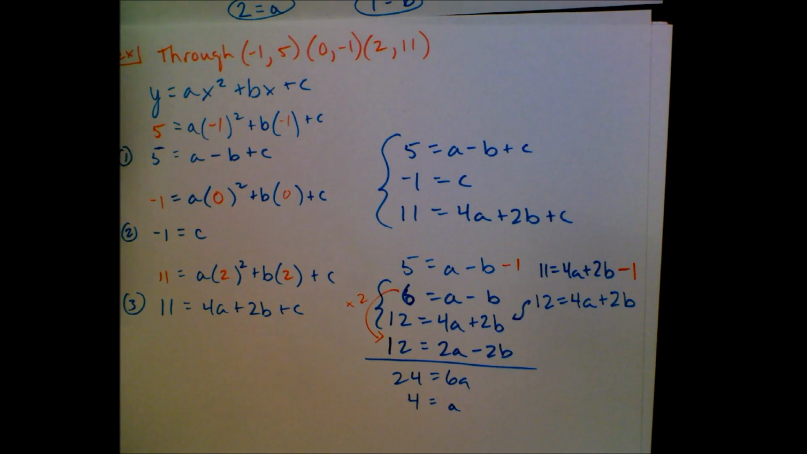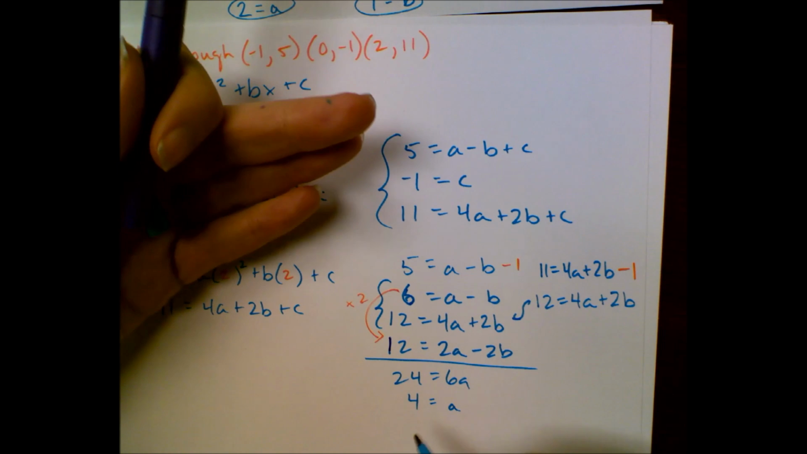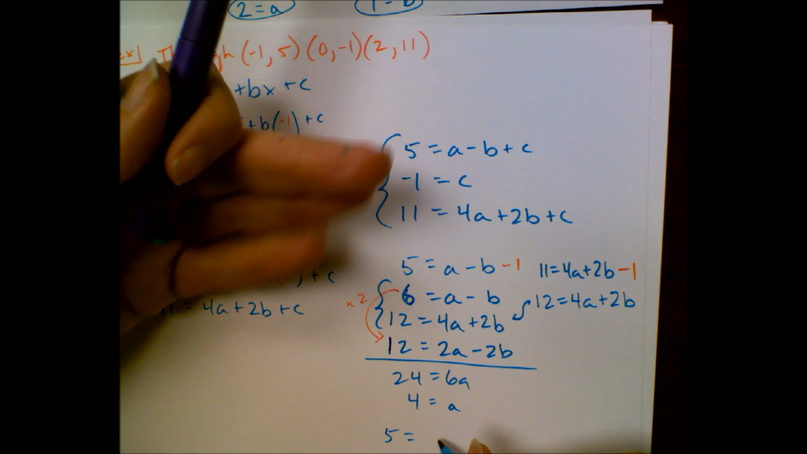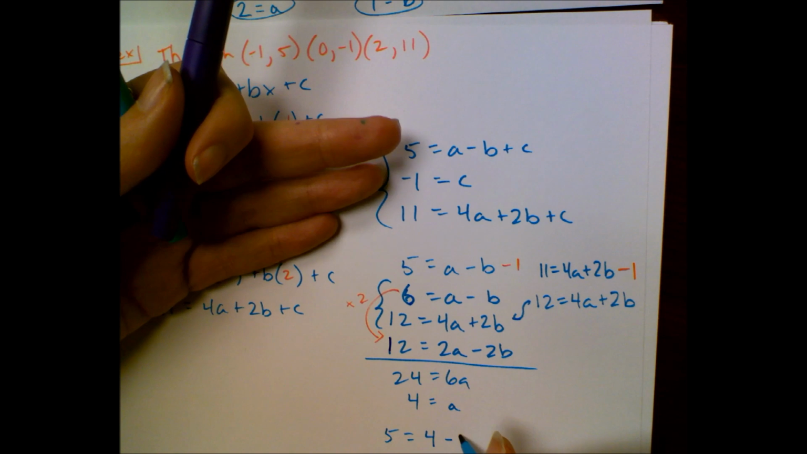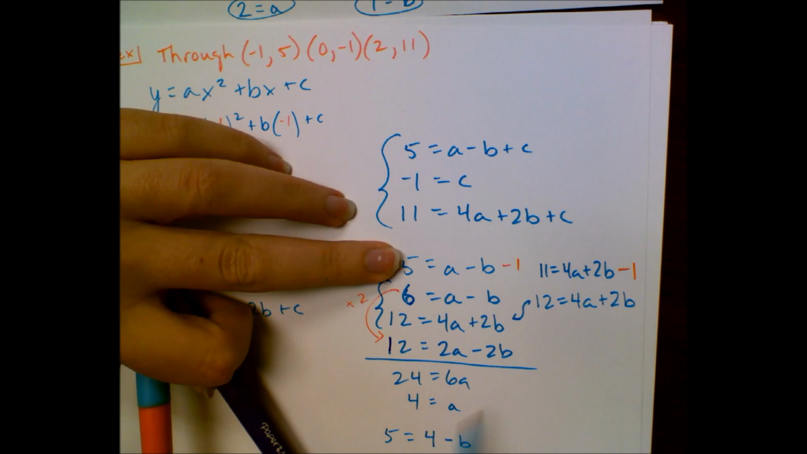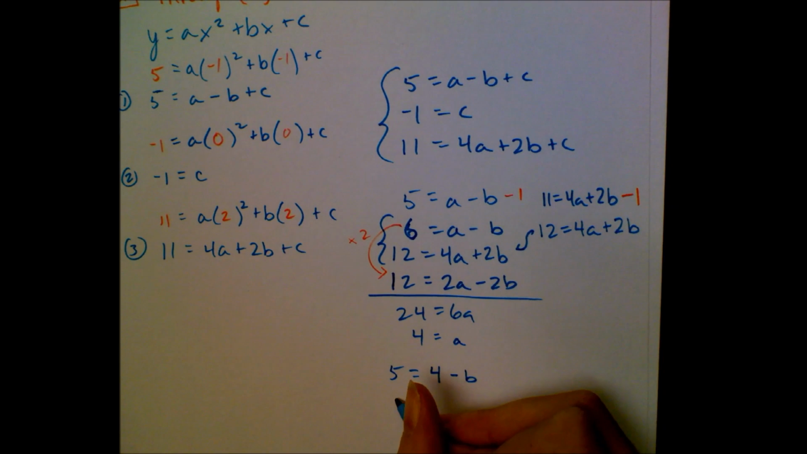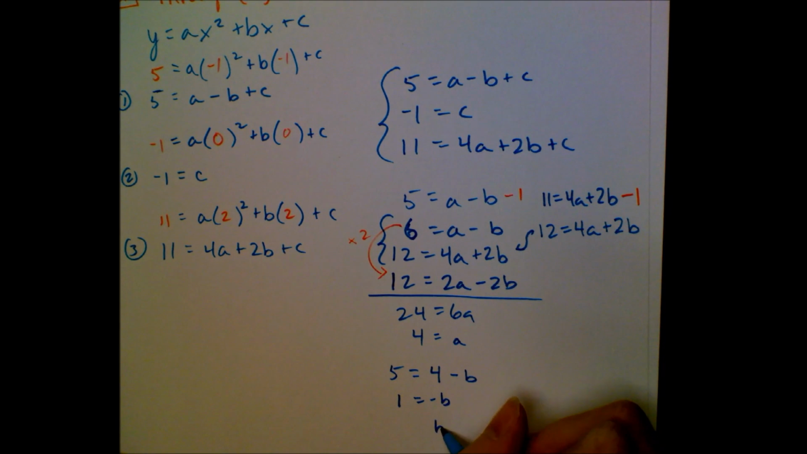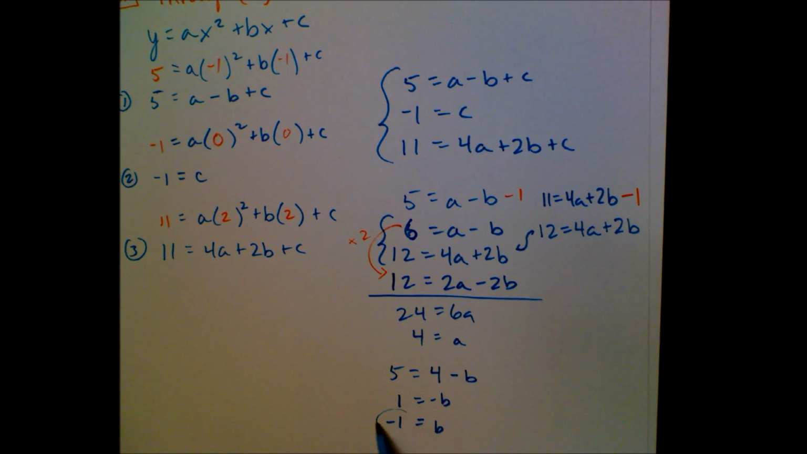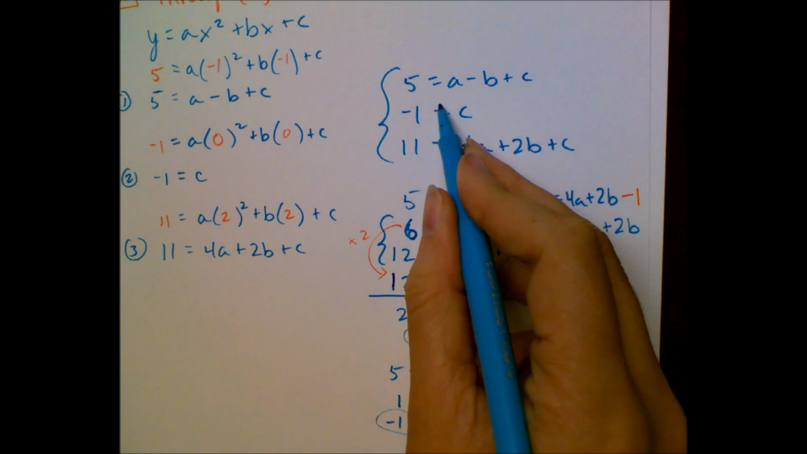I need B, so I'm going to take one of these two, doesn't matter which, and plug in what I know A is now, which is 4. So I took the first one. This is coming from there. And solve for B. So 1 equals negative B. B would equal negative 1. So I have B, I have A, I have C.